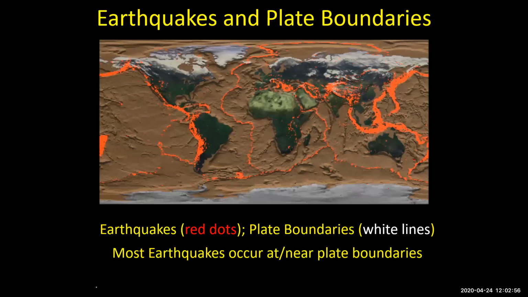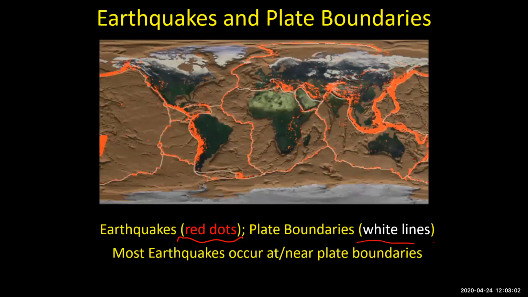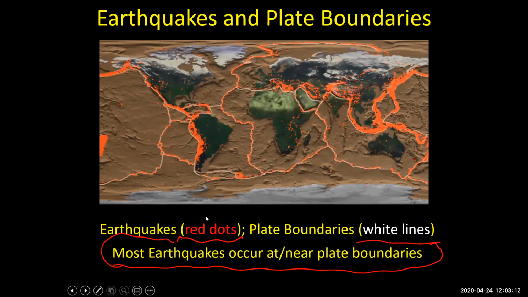So this animation just shows the obvious relationship between earthquakes, which are the red dots, and plate boundaries, which are white lines. You know by now in the course that most earthquakes, of course, occur at or near plate boundaries. This is just an animation to remind you of that.